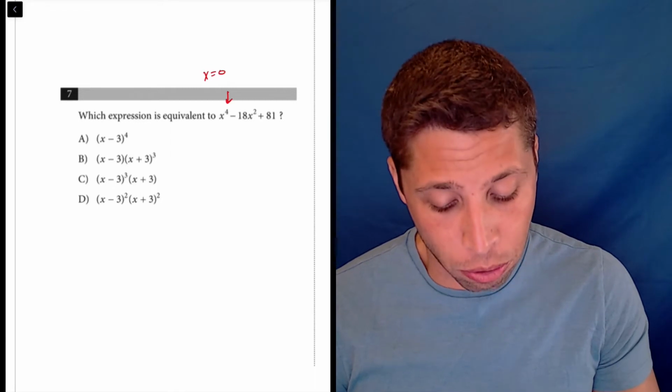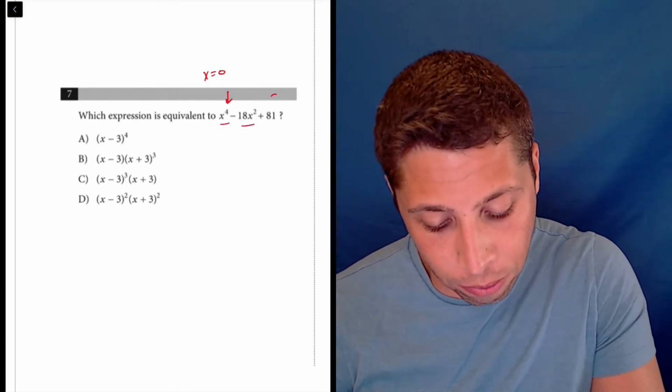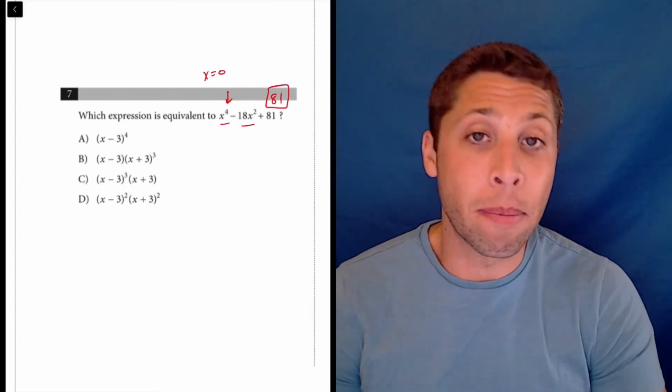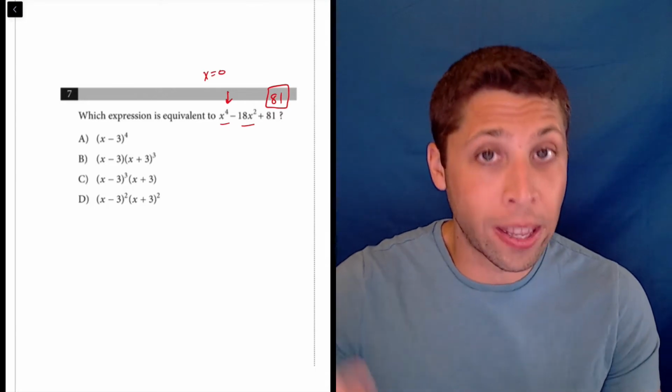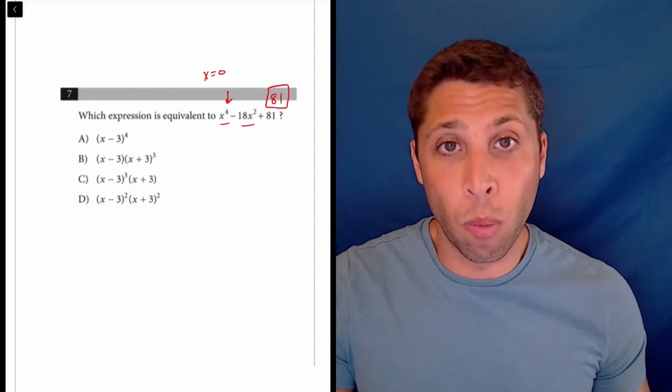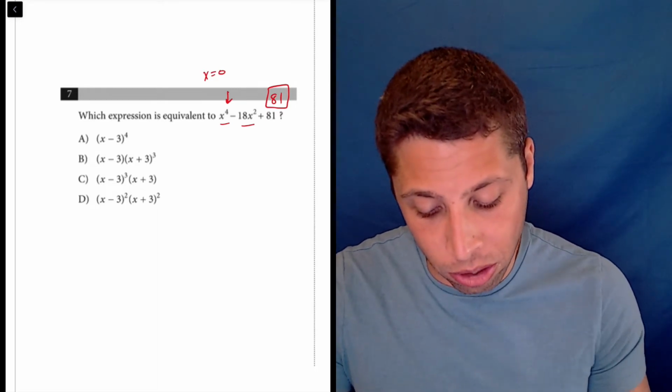I don't think it's going to, but I would still do it really fast because that means that this goes away, and we're left with 81 being my value, right? Because 0 to the fourth is 0. 18x squared, that would be 0. So we're really left with 81. And I'm going to see what happens if I plug that in. Am I going to get some choices to go away?